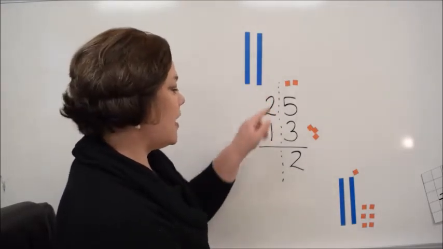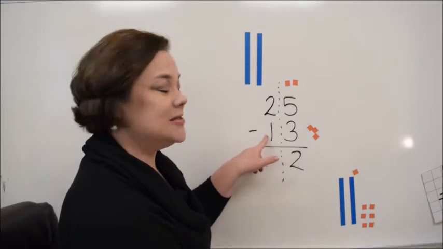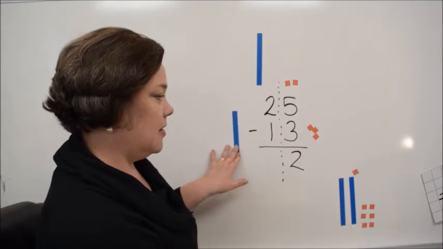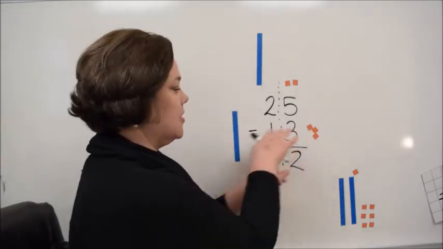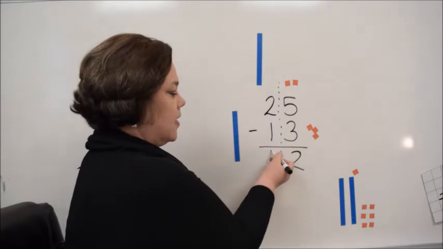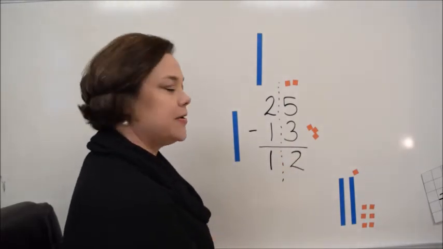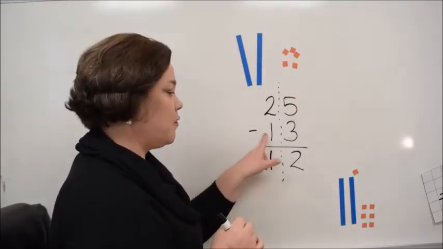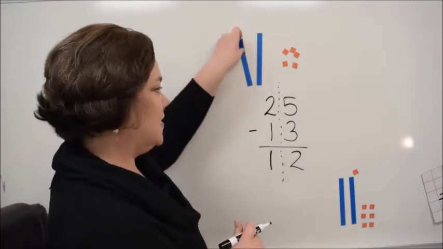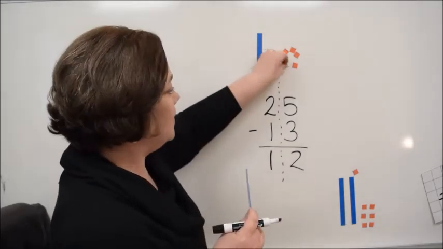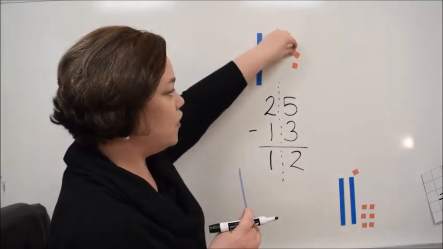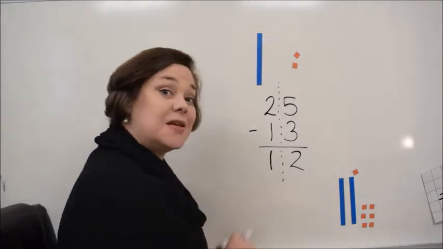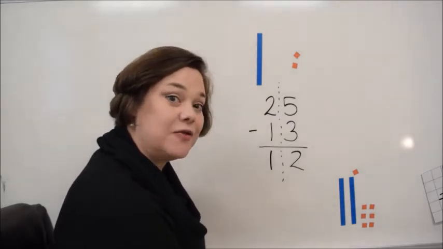But over here, I still need to take care of this 10. So I started with 2 groups of 10. Here's this 10. Here's my 13 right here. And so I'm going to have 1 left. Let's look at this all together. So I started with 25. I'm going to take away this 13. Here's my 10. 11, 12, 13. Do I have 12 left? Yes, this showed me that I have 12 left.